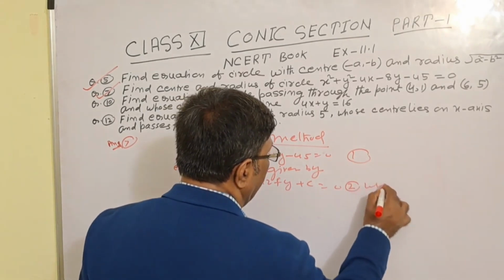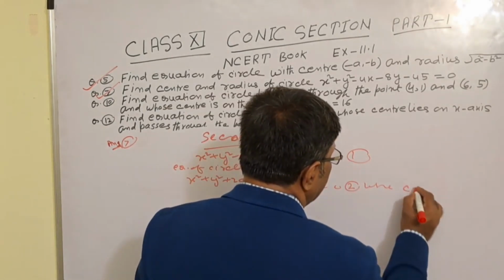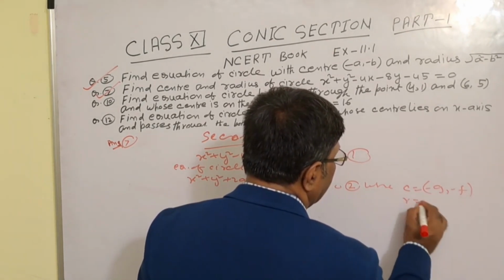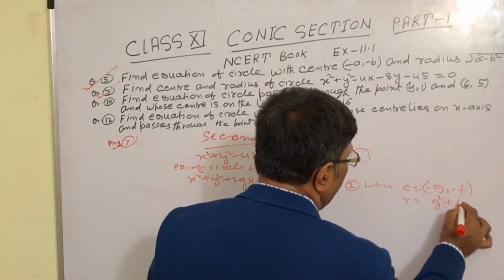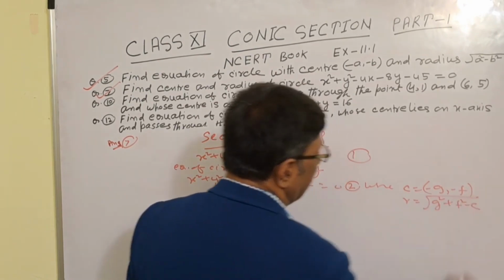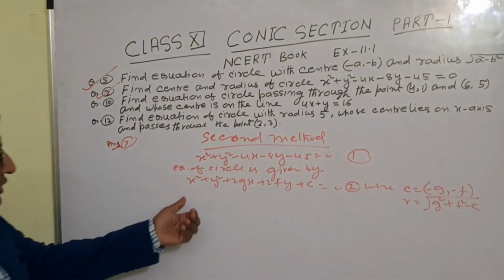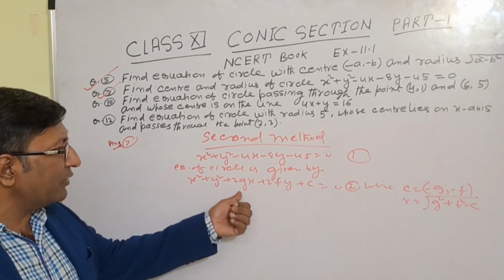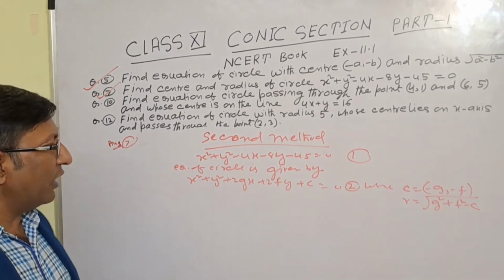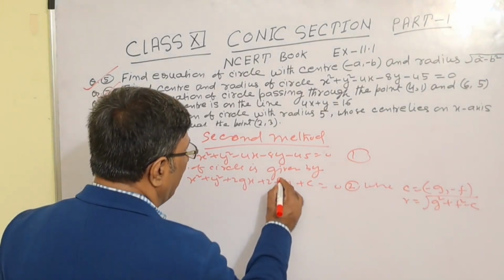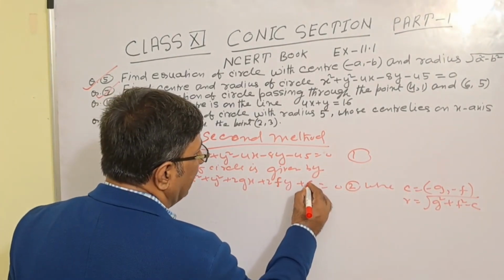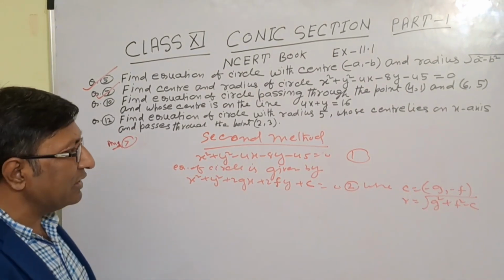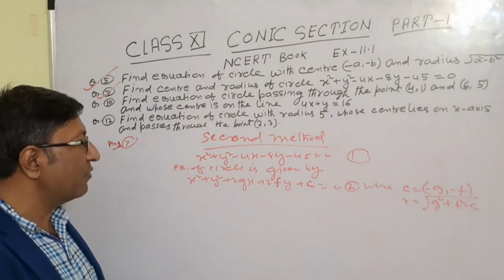Second equation, where center equals what? Minus g, minus f, and radius equals what? Root under g square plus f square minus c. So this is the standard equation of circle: x square plus y square plus 2gx plus 2fy plus c equals 0, where center is (minus g, minus f) and radius is root under g square plus f square minus c.